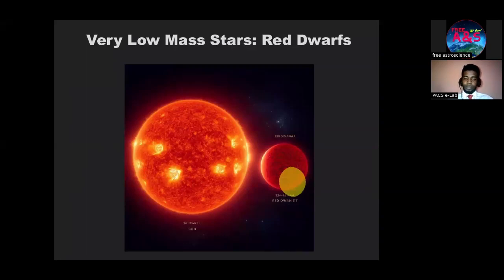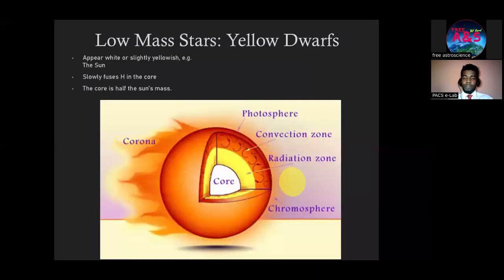That's just a typical size comparison, just typical. So we have low mass stars. We call them the yellow dwarfs. Remember, not exactly that they are looking yellow. Some of them are looking white. Some of them are looking a little bit yellow. Okay, so we call them yellow dwarfs. So an example of this star is our sun. Our sun is a yellow dwarf. It's just a matter of classification, not a matter of color, please. Okay, so just like the red dwarfs, they also slowly fuse hydrogen in the core.